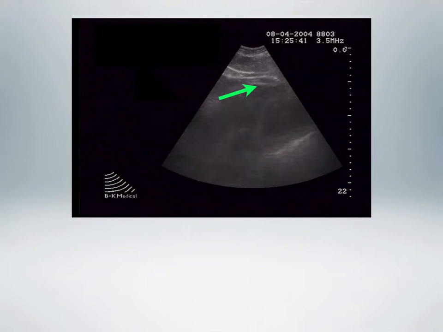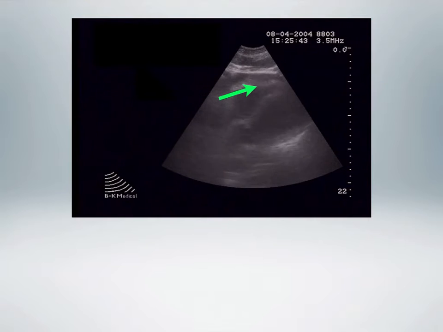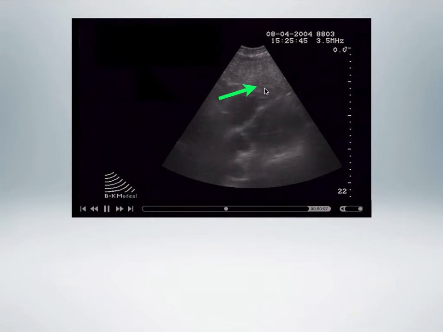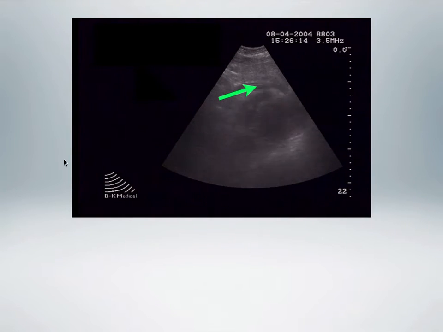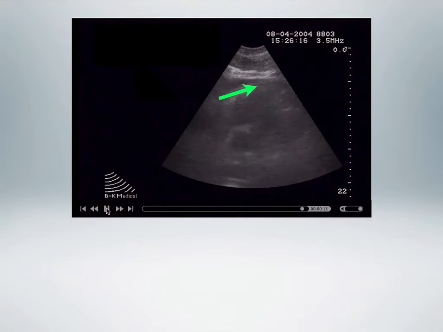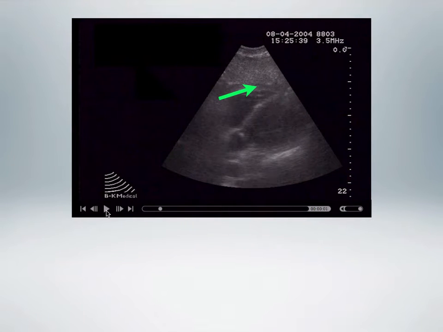Now this arrow is pointing to something, and what I'm looking for is right in this space where the pericardium is. So let's pause it right here. If we look at the image, we see the liver up here, so we know it's a subcostal view. Therefore, this must be the right side of the heart. Deeper, the left side of the heart. And you'll see that in this pericardial space right here, there is something. It's not quite clear.